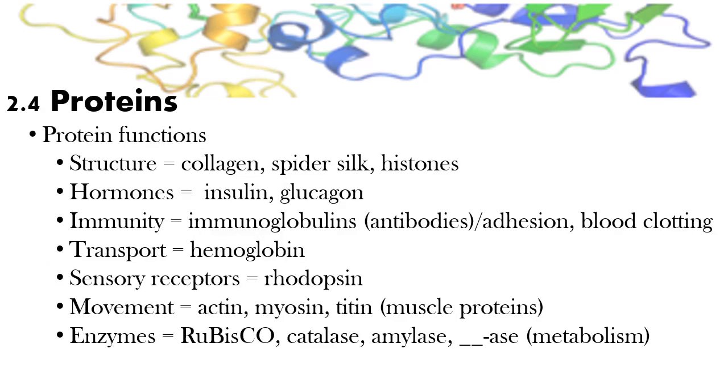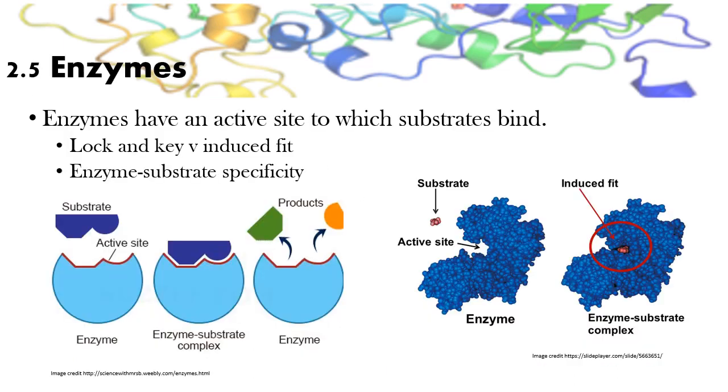Remember that there are lots of functions of proteins. We are going to focus on enzymes. Rubisco is an example of a protein used by plants. Catalase is an enzyme that breaks down hydrogen peroxide. Amylase breaks down amylose. Pretty much anything that ends in "ase" is going to be an enzyme, and these are all about metabolism, causing chemical reactions to occur in biological systems.